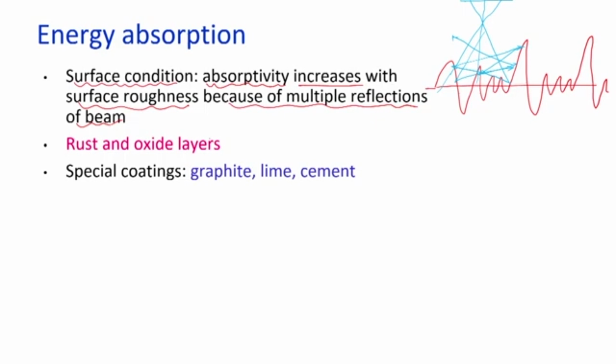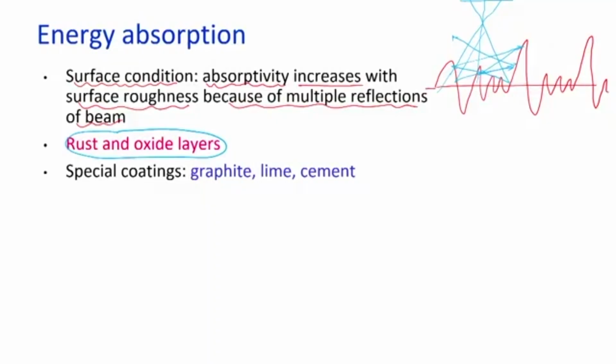Then the energy absorption is also based upon rust and oxide layers. Industrial parts may have some rust, or some oxide layers which are laid down to protect their surfaces. When we use rolled sheets with these oxide and rust layers during the operation, they will get more absorption of the laser beam energy.